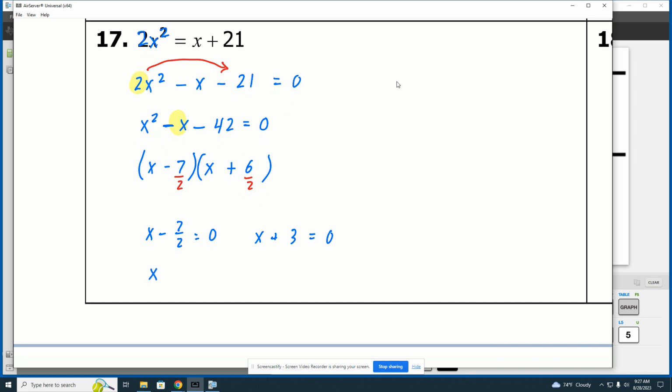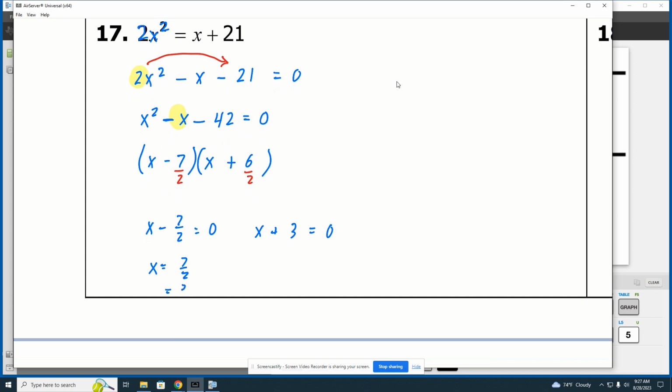So this one, I'm either going to write it as positive 7 over 2, or preferably, what is 7 divided by 2? 3.5. And then over here, we're going to subtract that 3, so x equals negative 3. So my two solutions, 3.5 and negative 3. I promise you, if you graphed it, you would see it crossing the x-axis right there at those values.